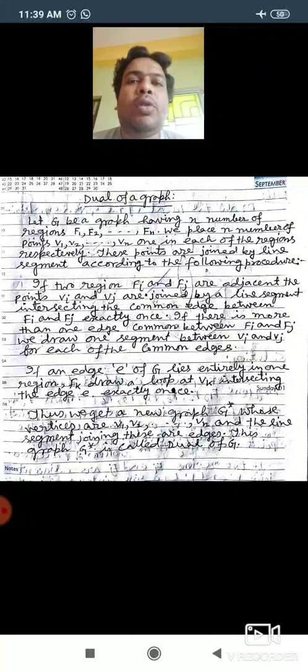Everybody, today we start dual of a graph. In the previous class we discussed planar graphs, dual, faces and regions, Euler's theorem and a few theorems. Okay, now today we discuss dual of a graph.